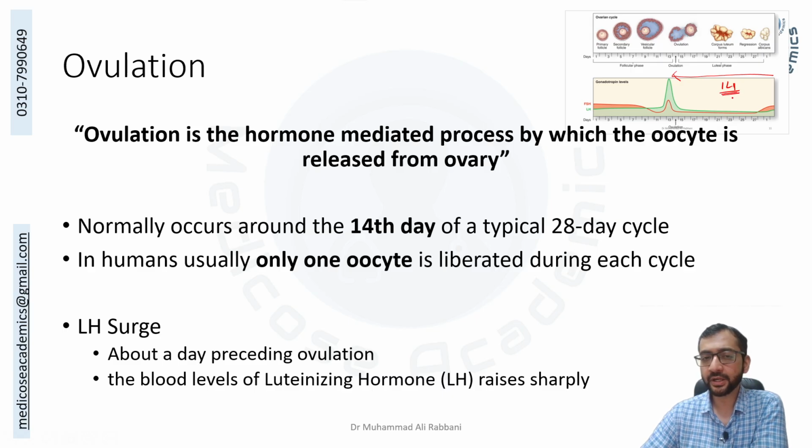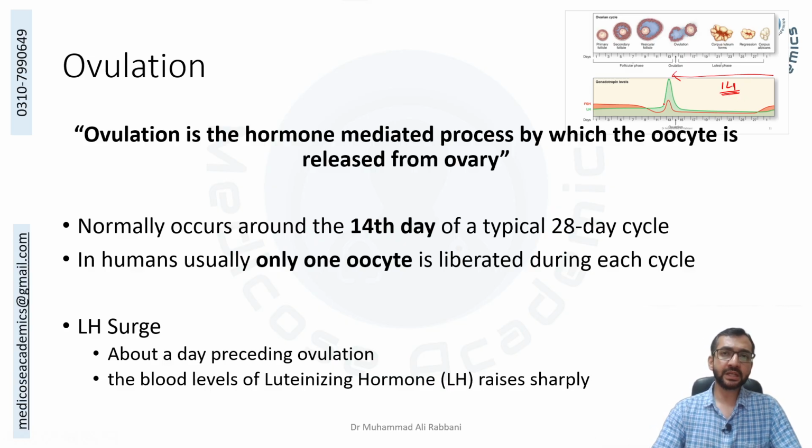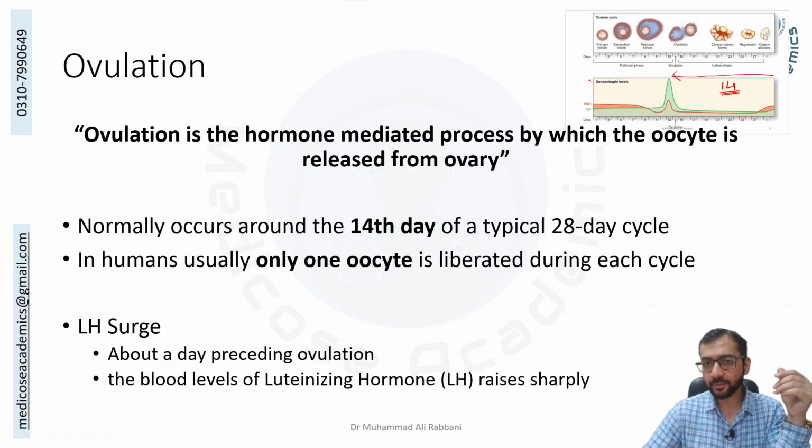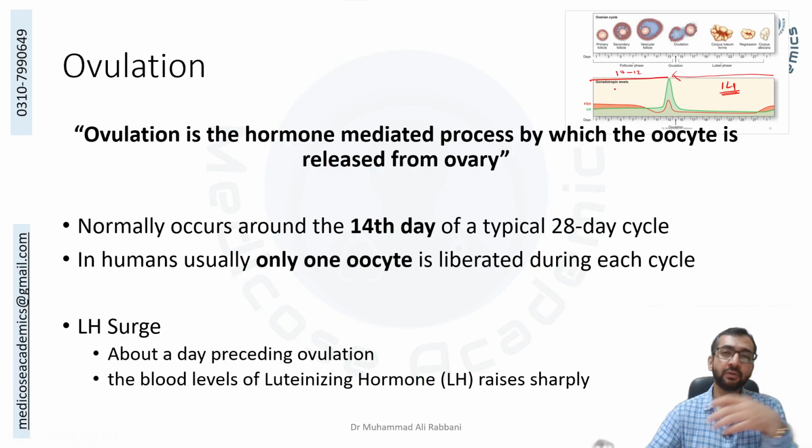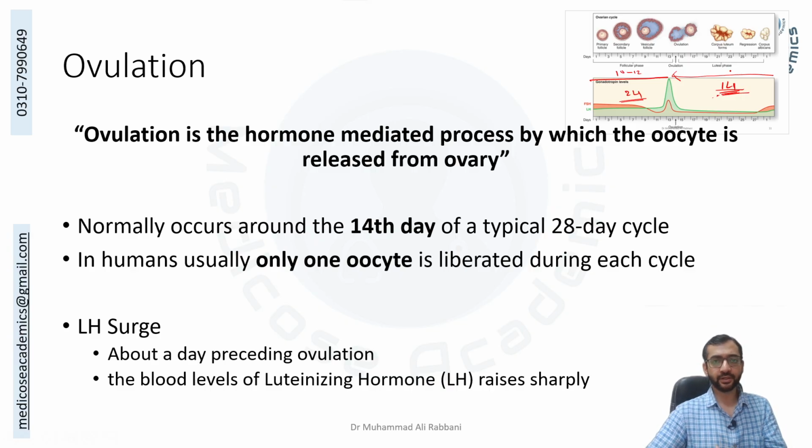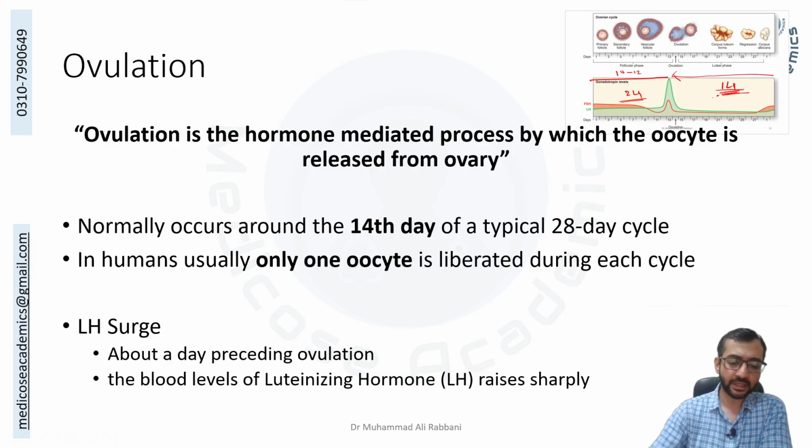So this figure of 14 days before is a pretty constant figure, and depending upon the variation in cycle size, for example, if a woman has a smaller cycle size, let's say 24 days, then this period will be relatively short. Rather than 14 days, you will have 10, 12 days. If the woman has a very long cycle, that is 40 days, so you get 24 days. So the period before ovulation is variable, and the period from ovulation till menstruation is pretty constant and stable. In humans, only one oocyte is liberated during each cycle.